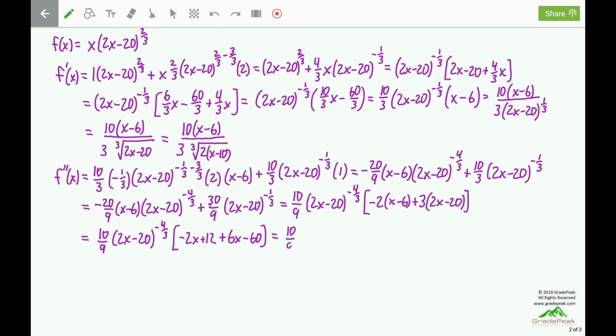So we have a 10 over 9 that we will leave alone, a 2x minus 20 to the negative 4/3 that we will leave alone. We can combine like terms together inside the square brackets and turn them into parentheses. A negative 2x plus a 6x will be a 4x, and a positive 12 and a negative 60 will be a negative 48.